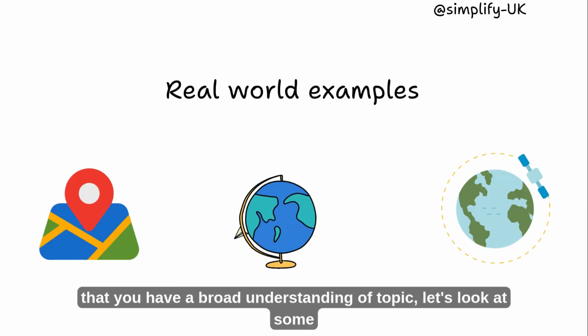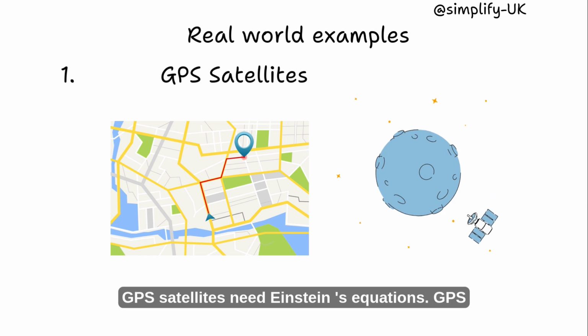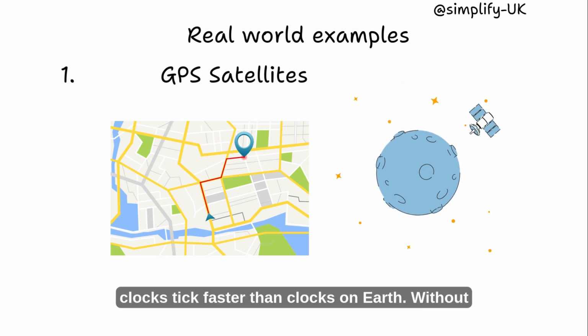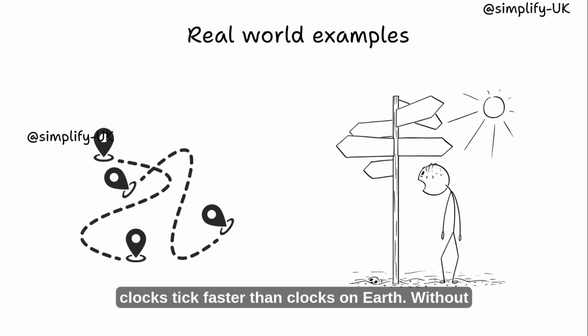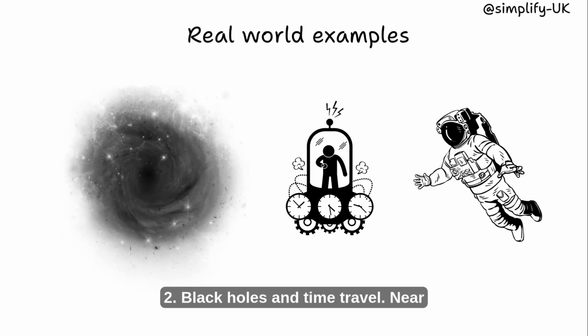Now that you have a broad understanding of the topic, let's look at some real-world examples of relativity. 1. GPS satellites need Einstein's equations. GPS satellites orbit Earth far from its gravity, so their clocks tick faster than clocks on Earth. Without relativity corrections, GPS would be inaccurate. 2. Black holes and time travel. Near a black hole, time slows down dramatically.